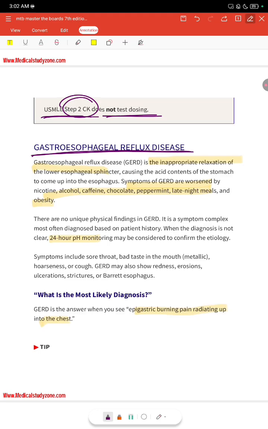So GERD is the inappropriate relaxation of the lower esophageal sphincter, causing the acid contents of the stomach to come up into the esophagus. Symptoms of GERD are worsened by nicotine, alcohol, caffeine, chocolate, peppermint, late night meals, and obesity.